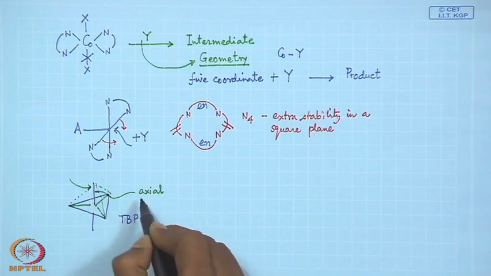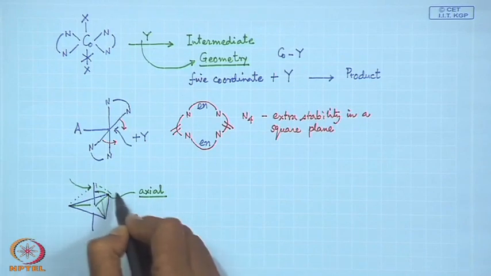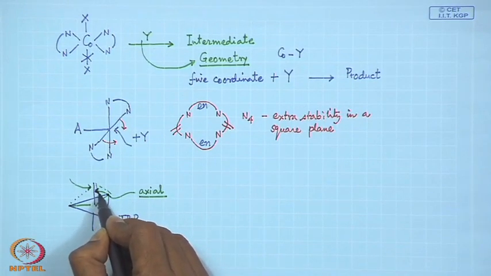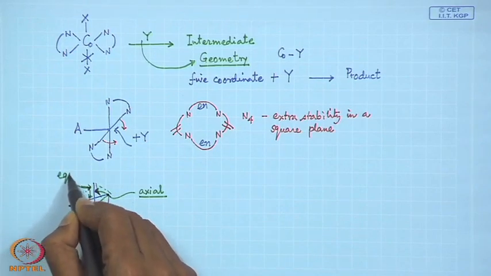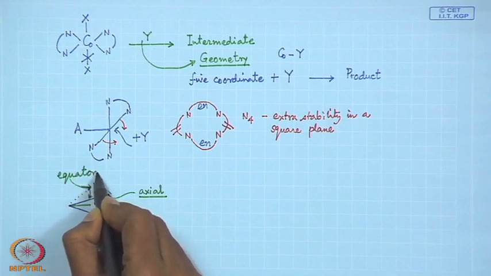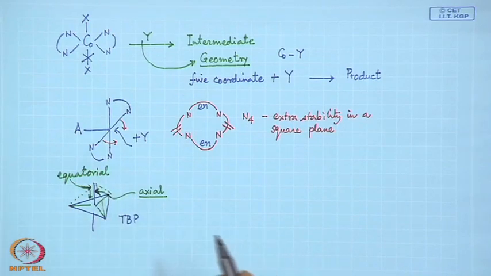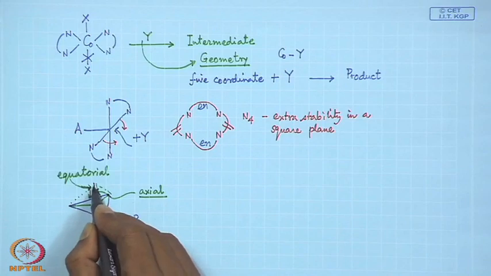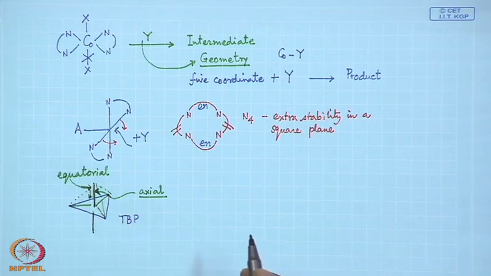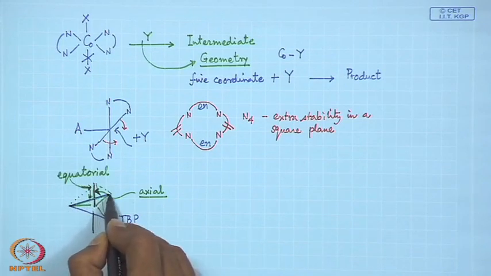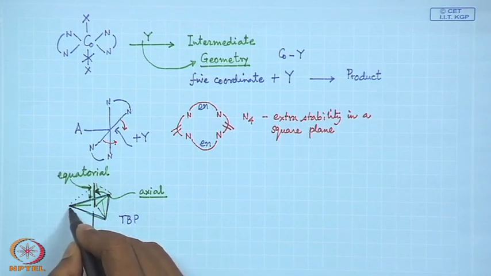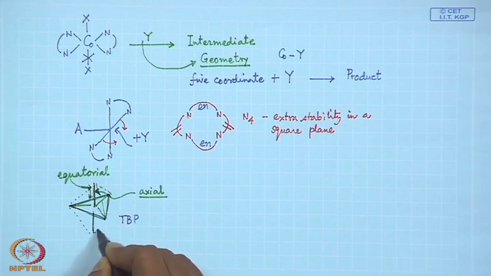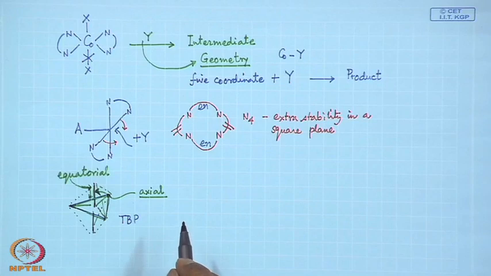This is axial, and this particular one is axial, and these 3 are equatorial. The one which is in the axis, that means in the perpendicular position, is axial, and those in the plane, that means the basal plane, are the equatorial. Similarly, on the other side we have another axial bond on the other side of the trigonal pyramid.